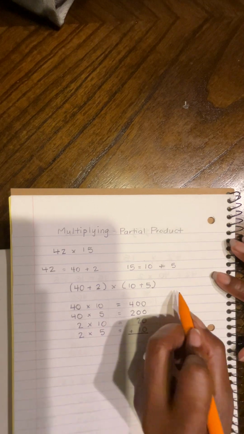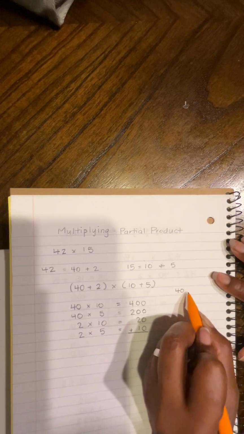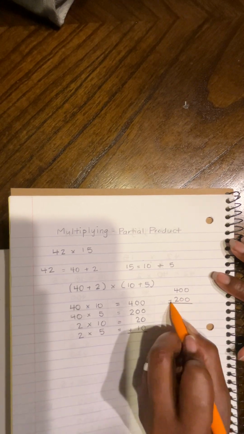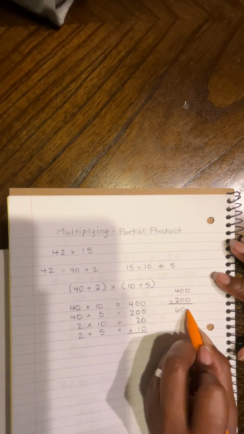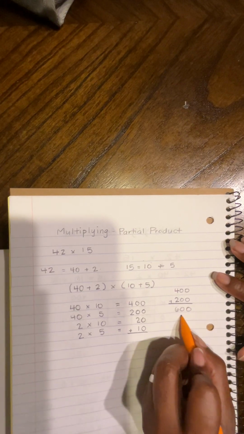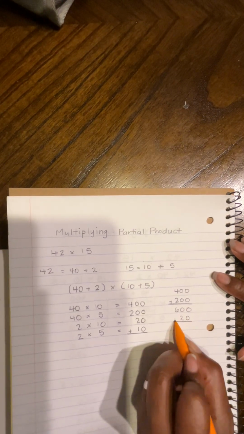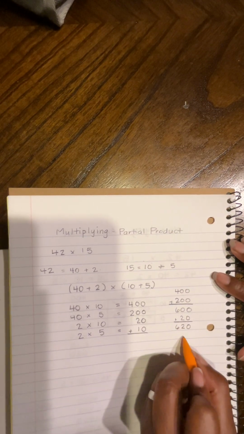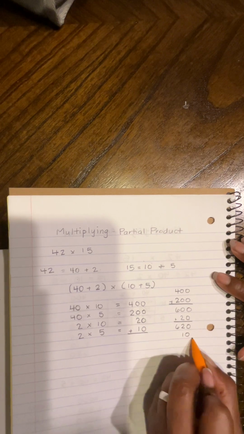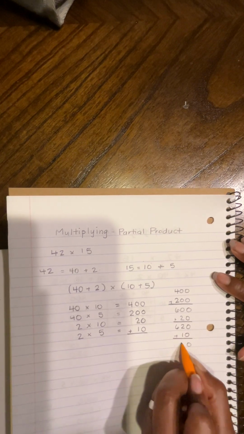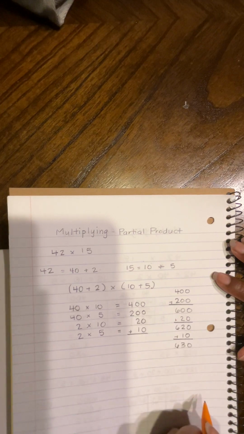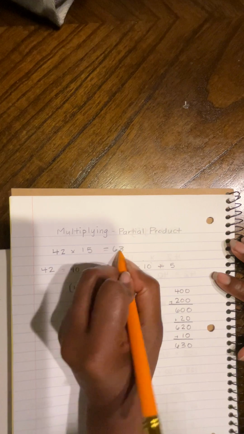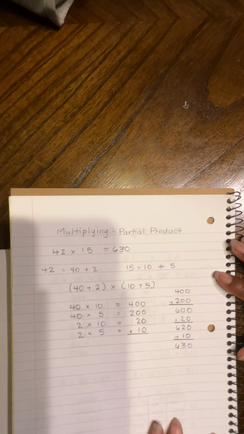Just for the sake of making it simple to see, I'm going to add them 2 at a time on the side. So first I'm going to do 400 plus 200, which is 600. Then I'm going to add that 20, which is 620. And then I'm going to add the 10, the last piece, which is 630. So my total product for 42 times 15 is 630.